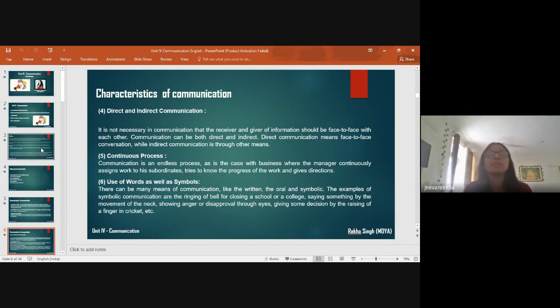It is not necessary in communication that the receiver and giver of information should be face to face. Not required at all. If you are in front of me, that is nice communication. But if you are not in front of me and I'm talking to you on phone or chat, internet, whatever it is, that is also communication, right? Communication can be both direct and indirect. Direct communication means face to face. Direct means we are sitting in front of each other. That is face to face conversation.